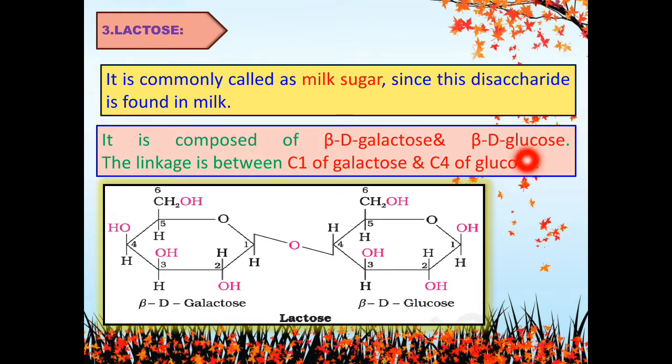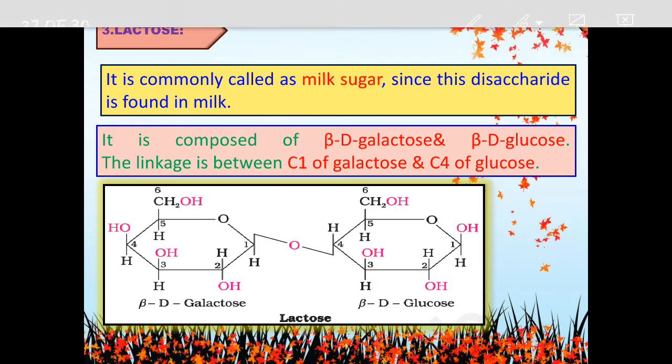See here, this is galactose, beta D galactose. OH, H, H, OH, OH, H, OHH, this is beta galactose. This is beta glucose. OHH, HOH, OHH, HOH. CH2OH, H. So these two are linked at carbon number 1 and 4. So this is the structure of lactose. I'll show you how to write this lactose structure.